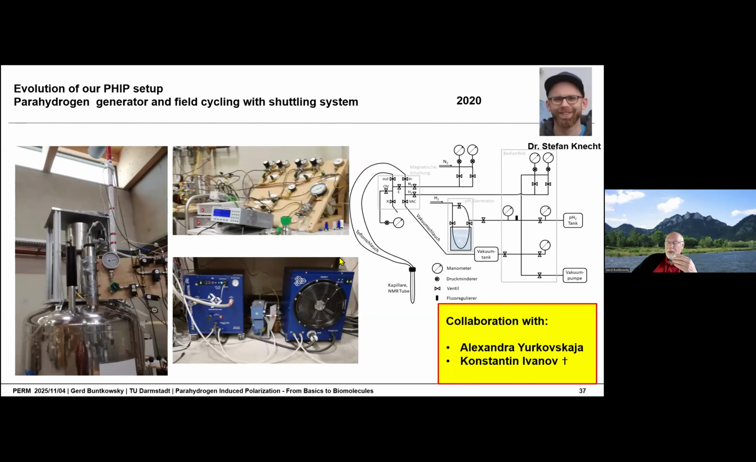The next step then was getting more parahydrogen. Getting more parahydrogen means you have to go to lower temperatures. So we bought a commercial parahydrogen generator, which works at about 20 K or so. And with this, you get more than 90% enriched parahydrogen. This was installed by Stefan Knecht, who was a postdoc in my group at this time.